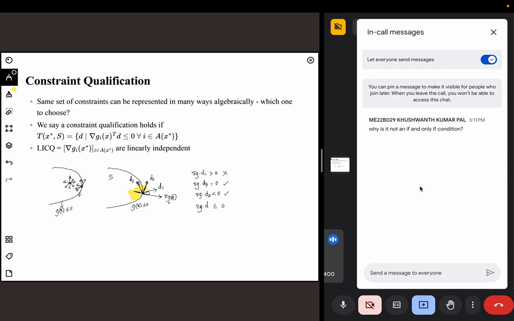Again, we were saying that all constraints are not important. Only the active constraints are what are important, because the remaining constraints, whenever I'm talking about the feasible region, are anyway going to be feasible.